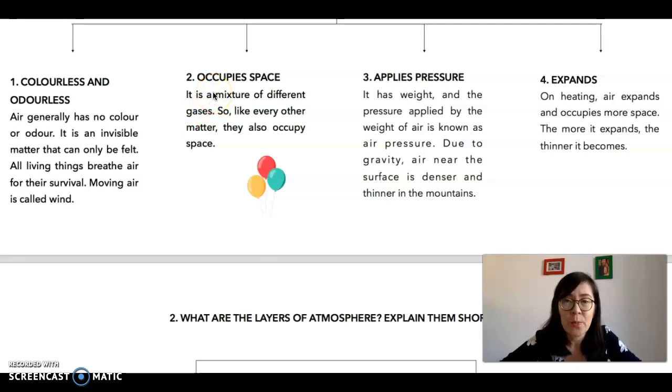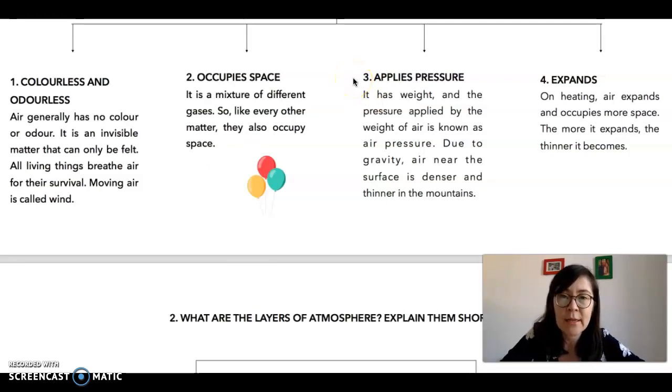Number 2, air occupies space. So everybody, air is a mixture of different gases, yes. So like every other matter, they also occupy space. And in the lesson we had the example of a balloon. Do you remember, guys? If you blow a balloon, I'm very sorry, I don't have a balloon at home now, so that's why I cannot blow a balloon, but you guys just imagine, okay? If you have a balloon at home, guys, please blow the balloon for me, okay? Thank you. So when you blow the balloon, it gets bigger and bigger, okay? So it means that the air occupies space.